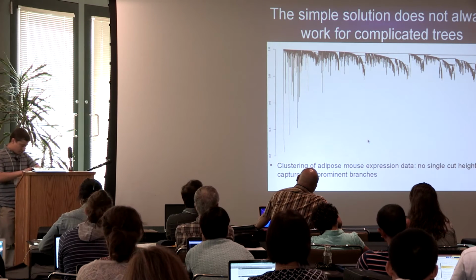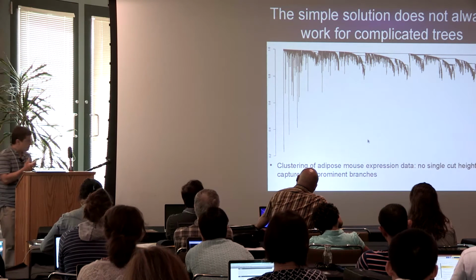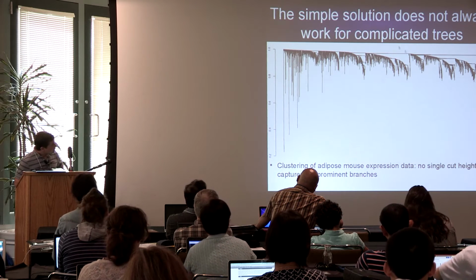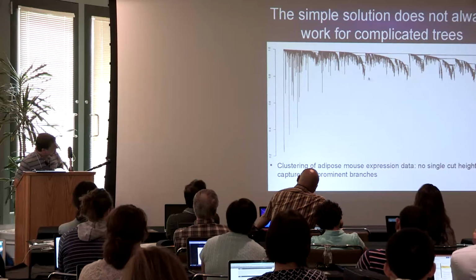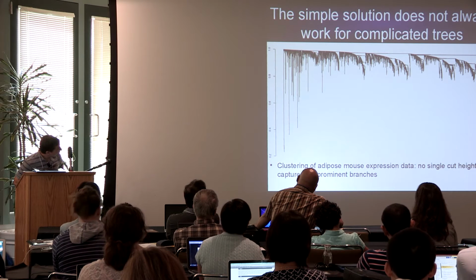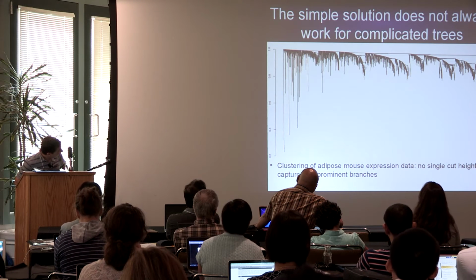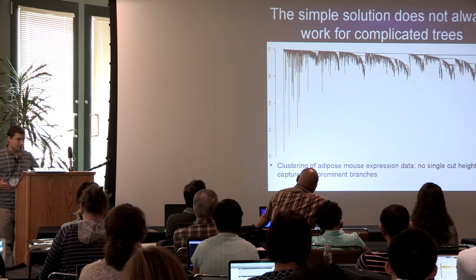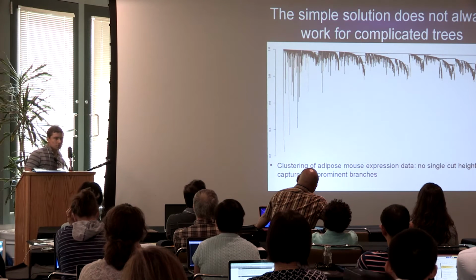Now, the simple solution is nice, but it doesn't always work, especially if you have a complicated tree. So if you look at this dendrogram, there are several branches that at least look like they're distinct branches. So there's one here, there may be one here, and there's these, and then who knows, maybe this branch and this branch are separate. And so if you want to capture all of them, no single cut height will do.